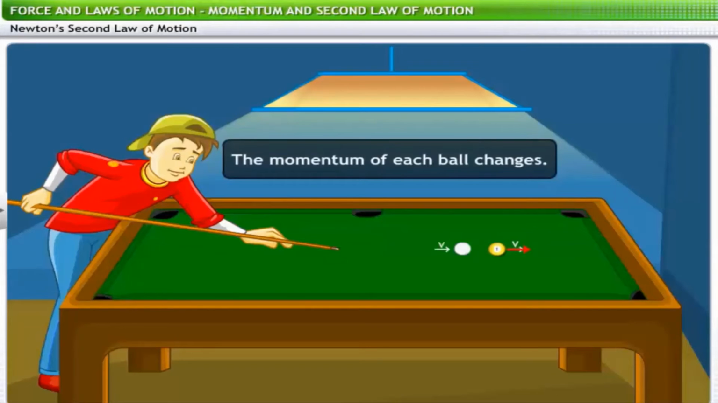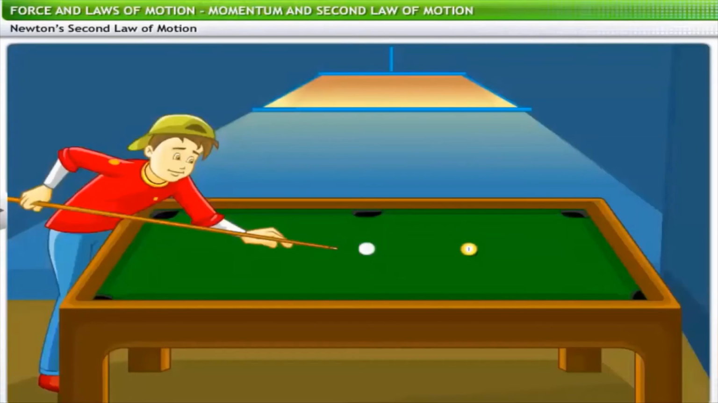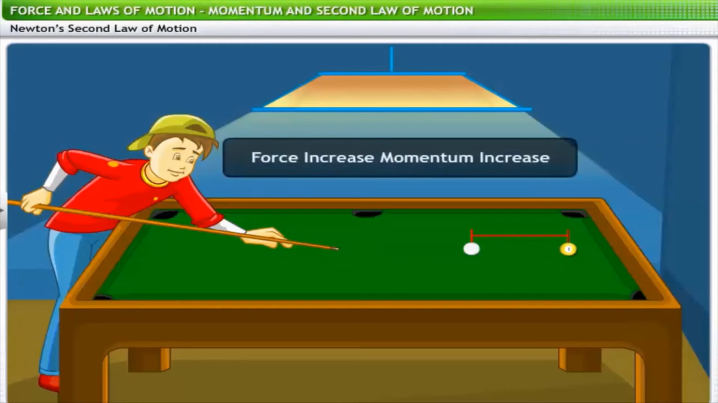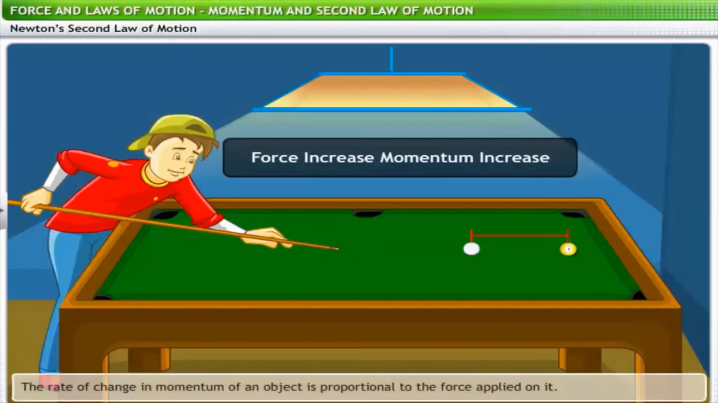Additionally, the direction of motion of the yellow ball is the same as the direction of motion of the cue ball. Now let's observe what happens when the cue hits the yellow ball with more force. As you can see, the yellow ball now moves a longer distance than the last time, before coming to rest again. Thus, when the force applied by the cue ball increases, the momentum of the ball increases as well. Hence, we can say that the rate of change in momentum of an object is proportional to the force applied on it.